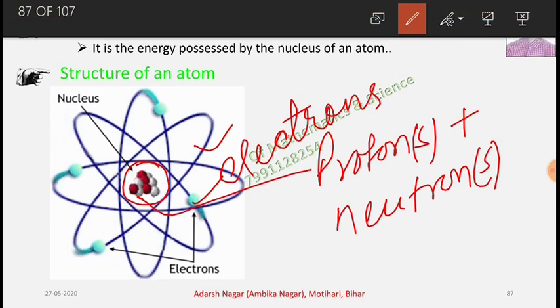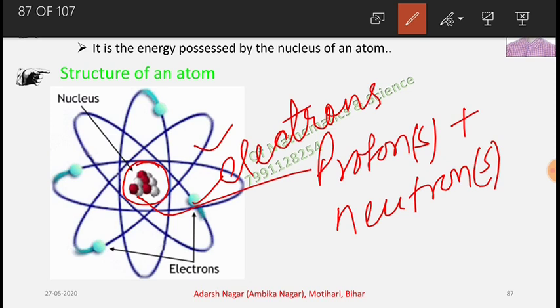These three are the parameters of an atom, or the composition of an atom. It means an atom is made up of electrons, protons and neutrons. These are the smallest particles. The atom is not the smallest particle, but the composition of the atom is the smallest particles.